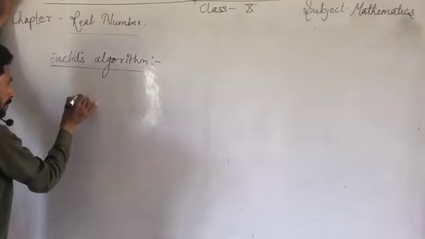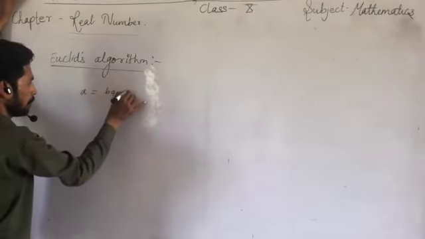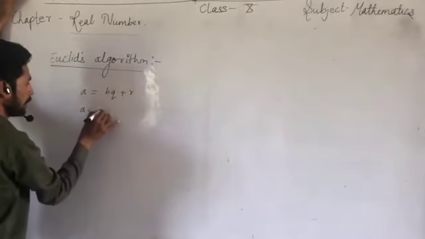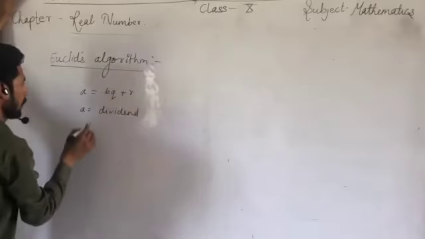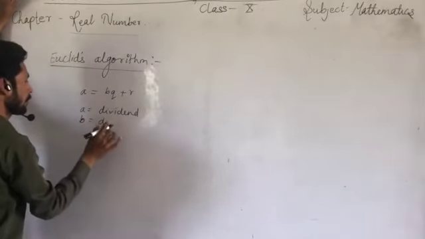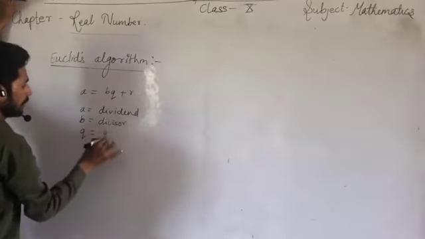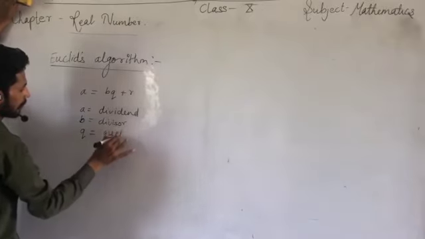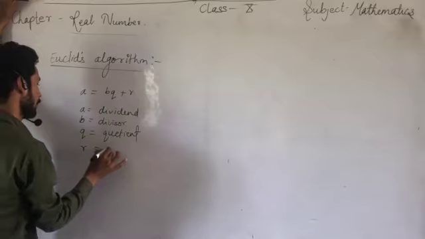Suppose that a equals bq plus r, where a is the dividend, b is the divisor, q is the quotient, r is the remainder.